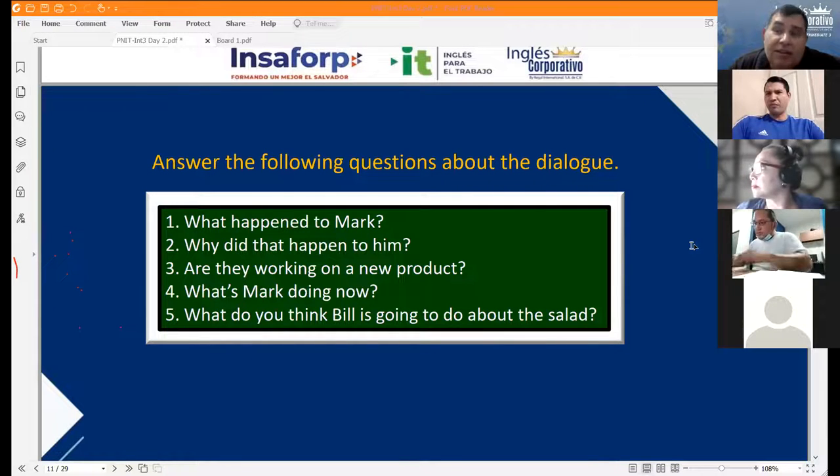For me, because Mark don't investigate the plan of the market. Exactly. Mark didn't investigate the target market. He didn't investigate the people, right? So he didn't investigate if the people accepted or not the product. And though the people didn't accept the product, so he lost the money. Okay. Excellent. Thank you, Darwin.